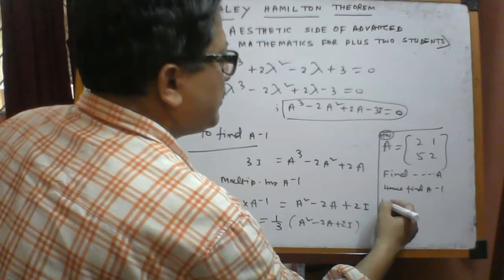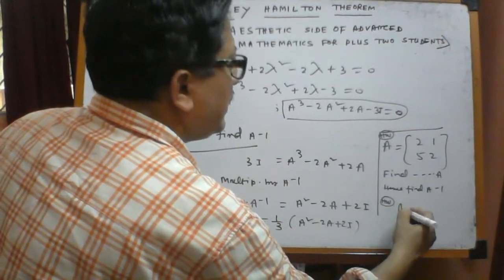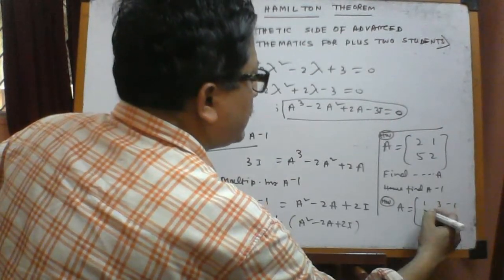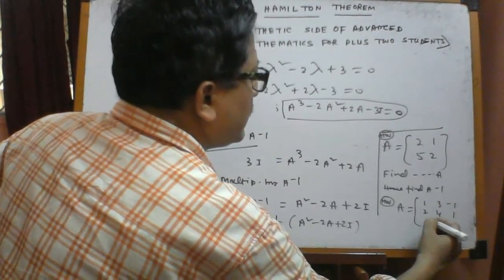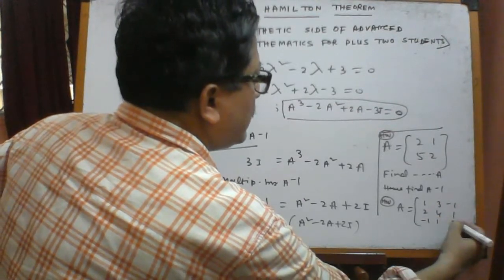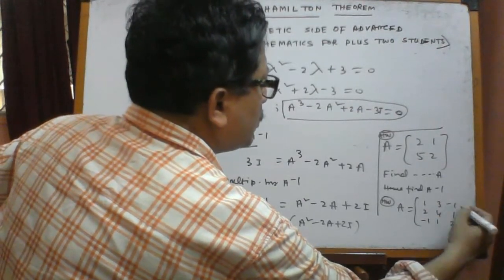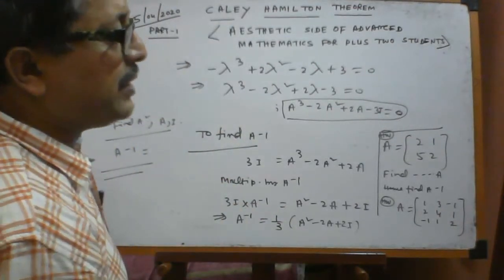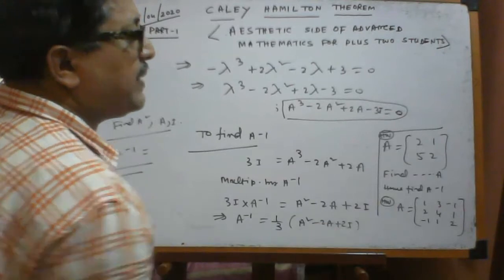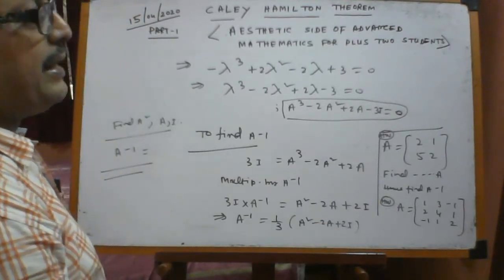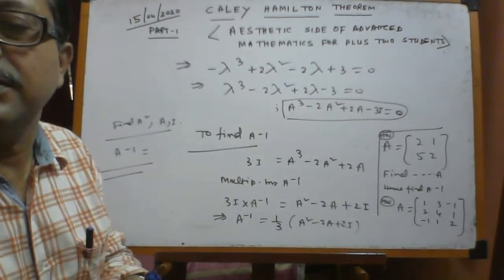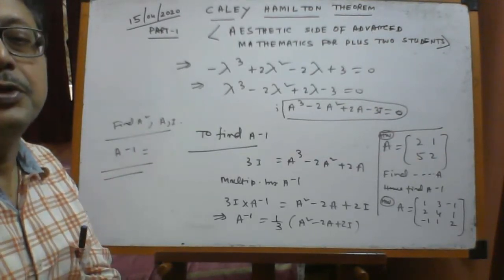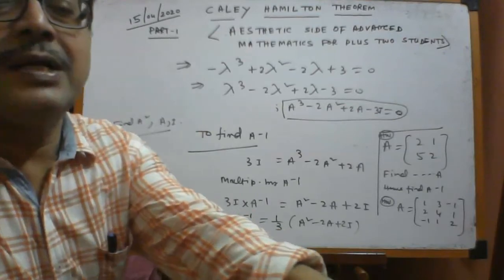And the second question you write, let A equal to 1, 3, minus 1, 2, 4, 1, minus 1, 1, 2. Find a cubic polynomial satisfied by this matrix, and hence find A inverse. I think all of you can do it easily, so you must do it and submit your work next day.